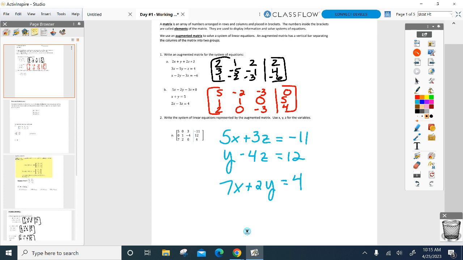And I'm not asking you to solve, just write them. That's the great thing about day one here. I just want you to write them. We're not solving a darn thing today. All right, any questions? Putting it into a matrix or taking it out before I go on to the next piece here?